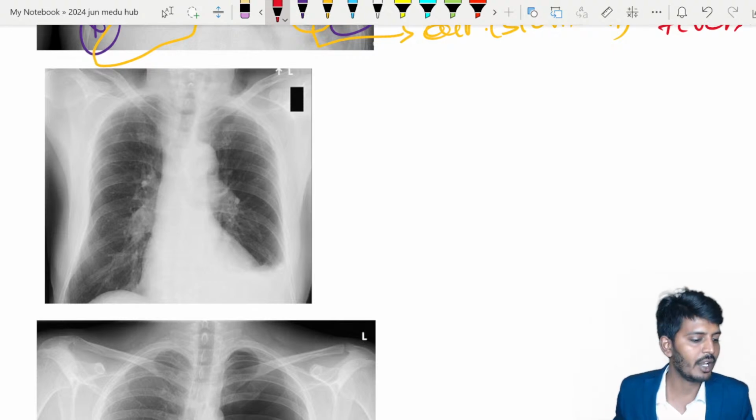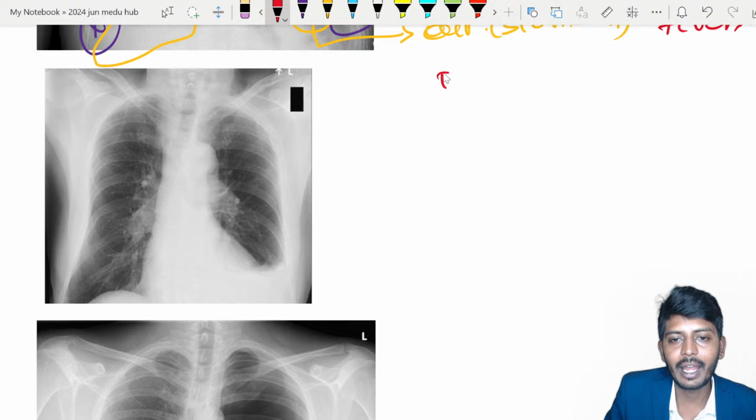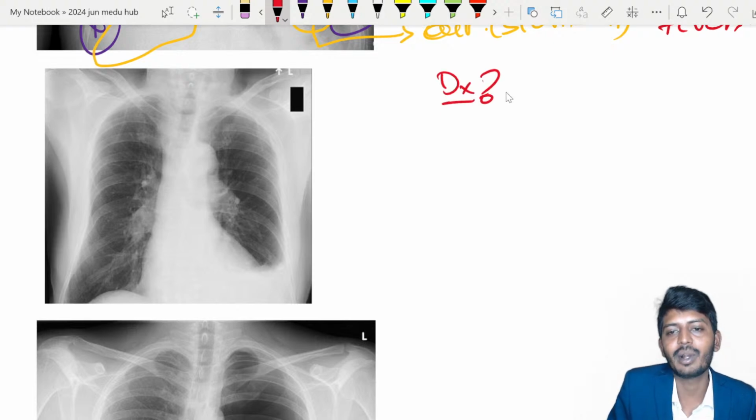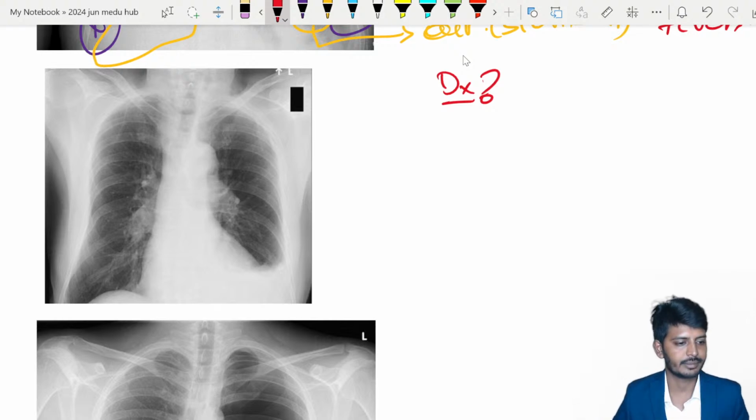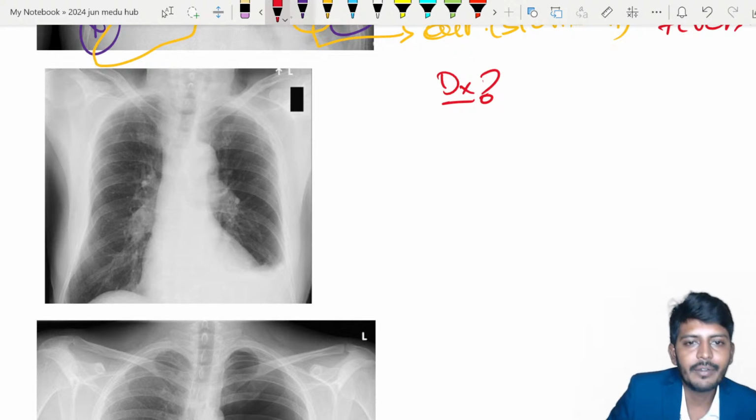Now for this particular image, I want you to tell me the diagnosis. Okay, I'll give you a few seconds. You make the diagnosis and put it in the comments. I'll wait. Come on, tell me. So, what is the diagnosis? Very simple. Let's start with the basics.